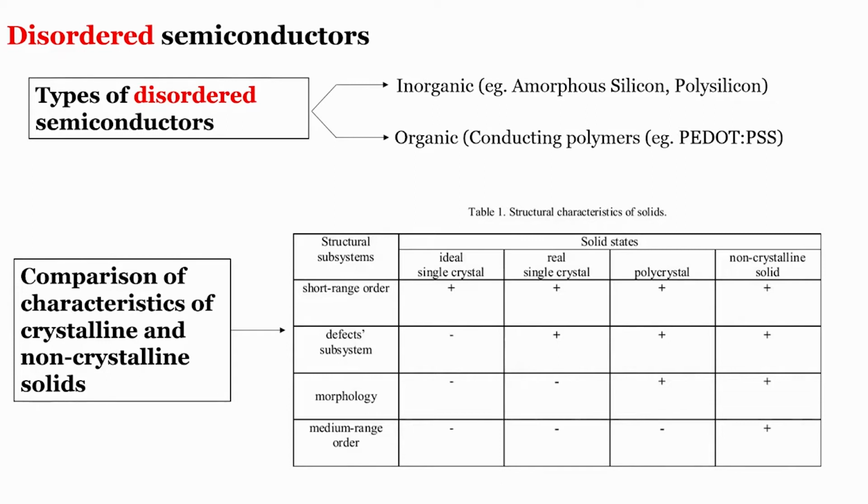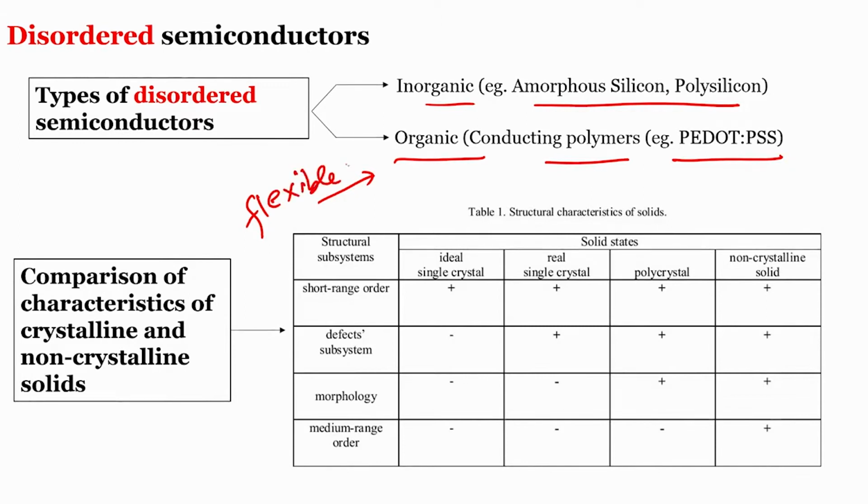Then we tried to understand what kinds of disordered semiconductors are available: inorganic, like amorphous silicon and polysilicon, and organic conducting polymers such as PEDOT:PSS. When I was referring to flexible OLEDs and flexible displays, or even flexible devices, if you happen to design biomedical devices, it is good to have flexibility because our skin is not planar, and whatever sensor we fabricate has to be conformal. So that is another reason why we included disordered semiconductors in this session.